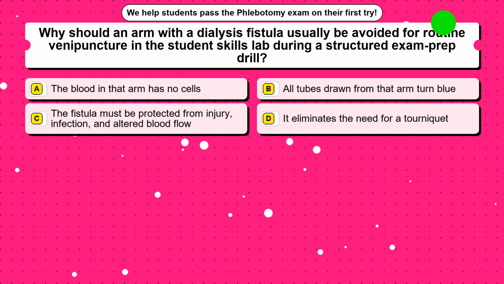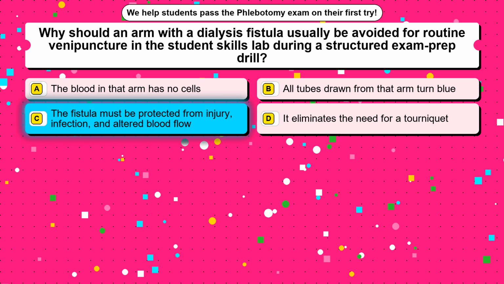Question 7. Why should an arm with a dialysis fistula usually be avoided for routine venipuncture in the student skills lab during a structured exam prep drill? Option A. The blood in that arm has no cells. Option B. All tubes drawn from that arm turn blue. Option C. The fistula must be protected from injury, infection, and altered blood flow. Option D. It eliminates the need for a tourniquet.